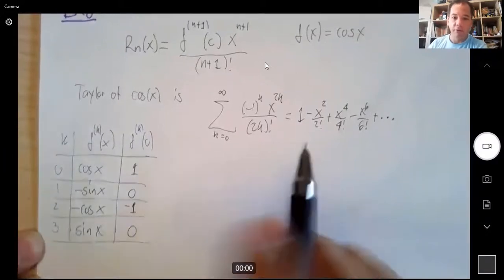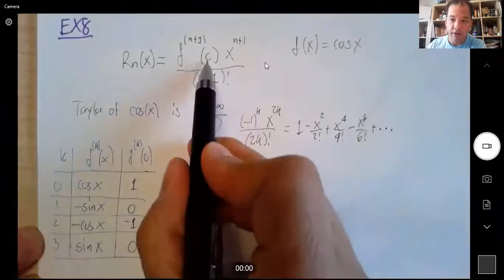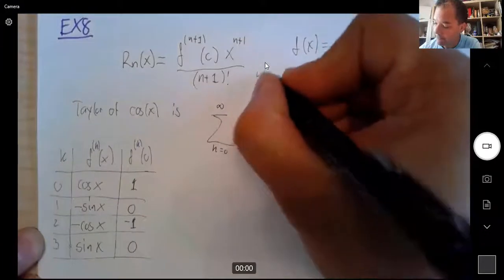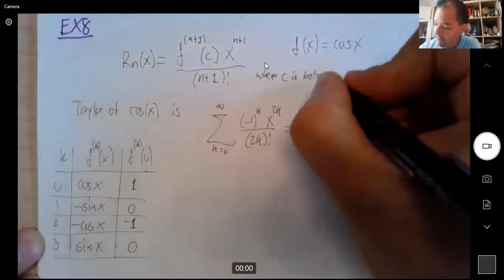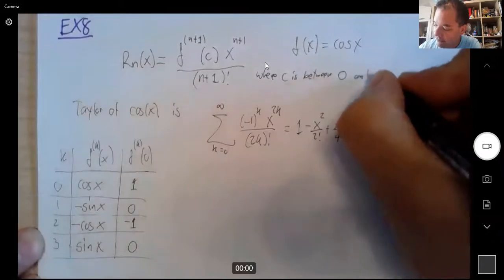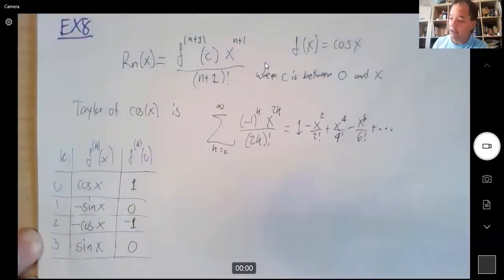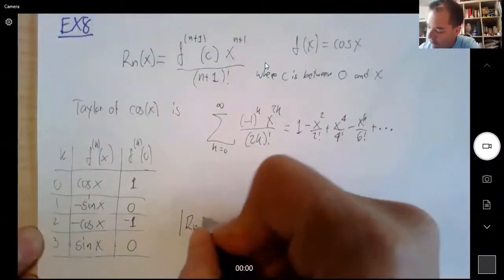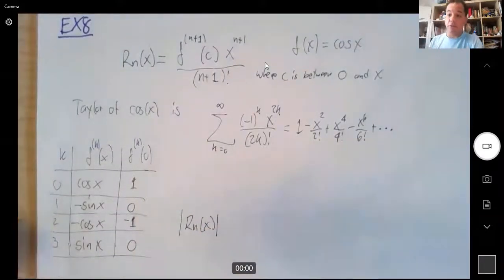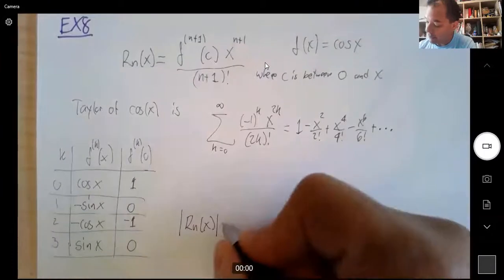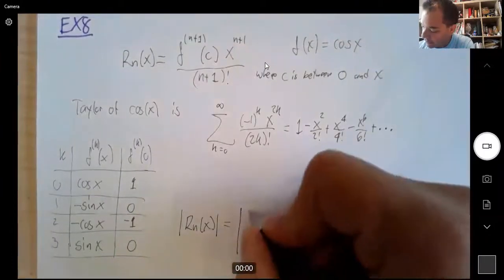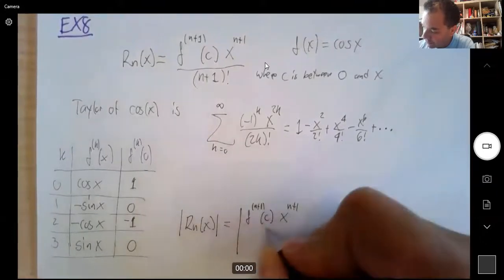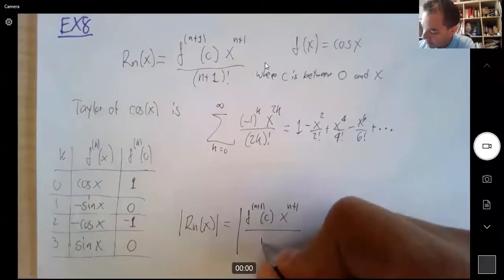But right now, we're not plugging in 0 here. We're plugging in some number c, right? This number c is between 0 and x. So we don't really know that number c, right? So let's see if we can bound this expression. We put absolute value to bound it because we don't care if it's positive or negative. We just want to know how big it is. So this remainder is the absolute value of the n plus 1 derivative at c times x to the n plus 1 over n plus 1 factorial.